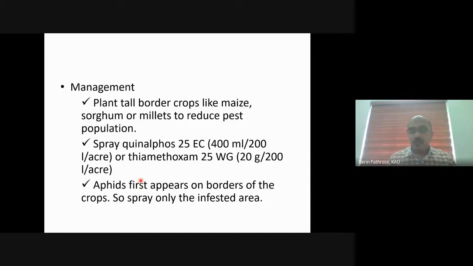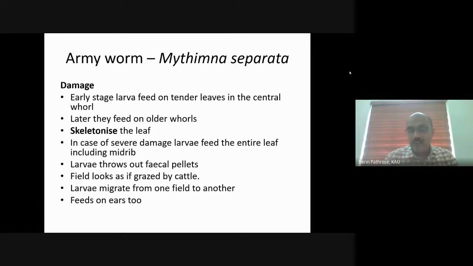Usually aphid infestation occurs in small patches in the border area. So if the infestation is at the early stage, only in small patches, you can go for spot application. Do not go for spraying on the entire wheat plot. Go for only spot application. So this is just regarding the management of wheat aphid. Then we can go for the next pest, that is armyworm, Mythimna separata.